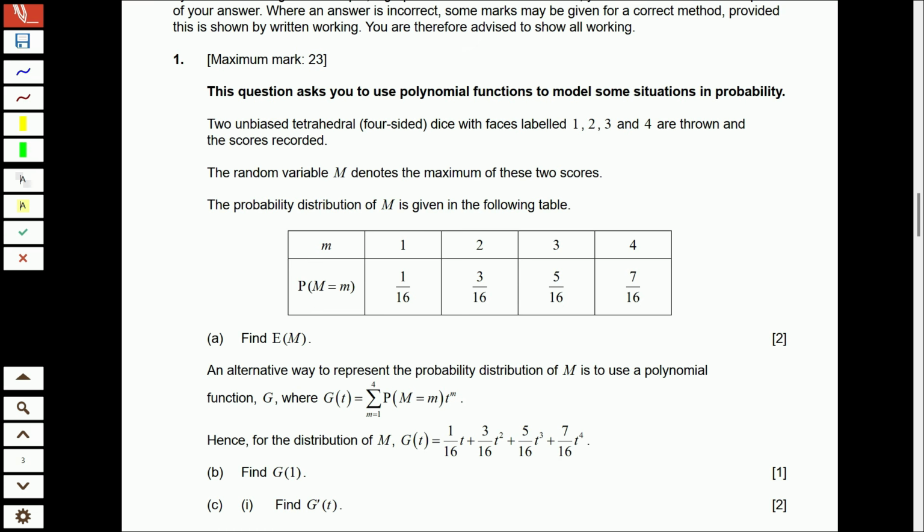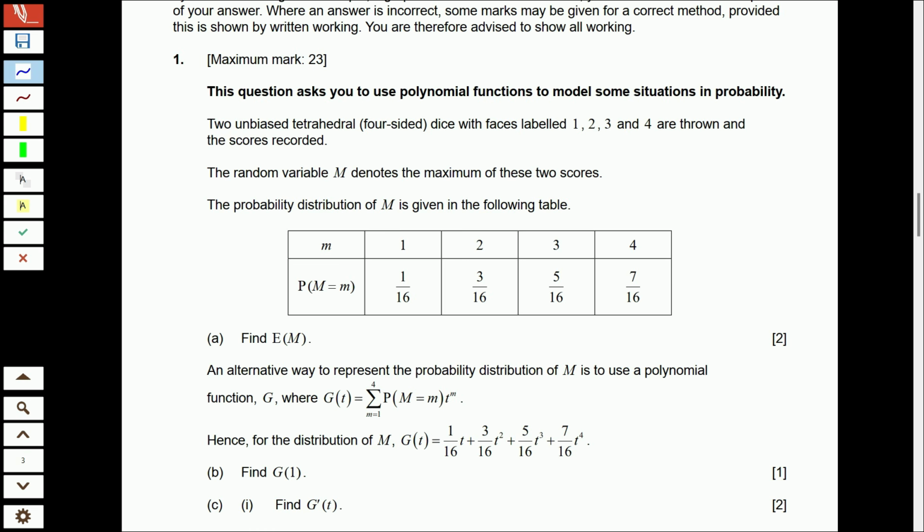Question 1. This question asks you to use polynomial functions to model some situations in probability. Two unbiased tetrahedral dice with faces labeled 1, 2, 3, and 4 are drawn, and the scores recorded. The random variable m denotes the maximum of these two scores. The probability distribution of m is given in the following table. Find the expected value.